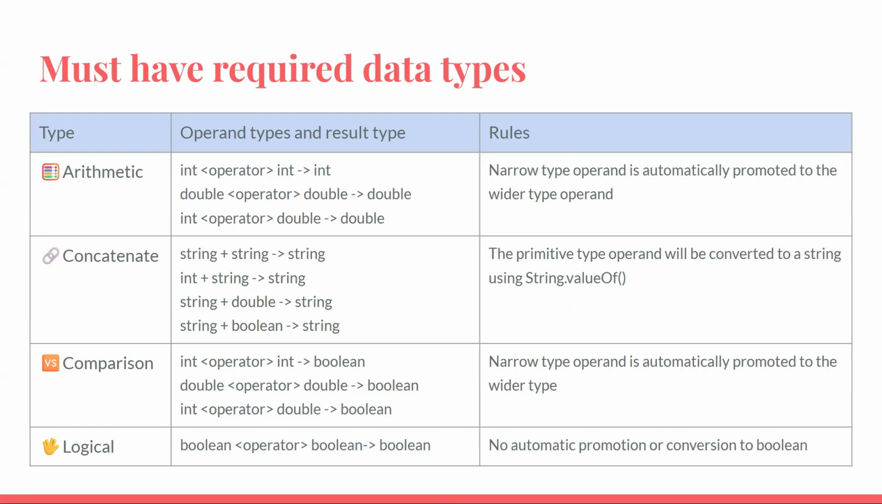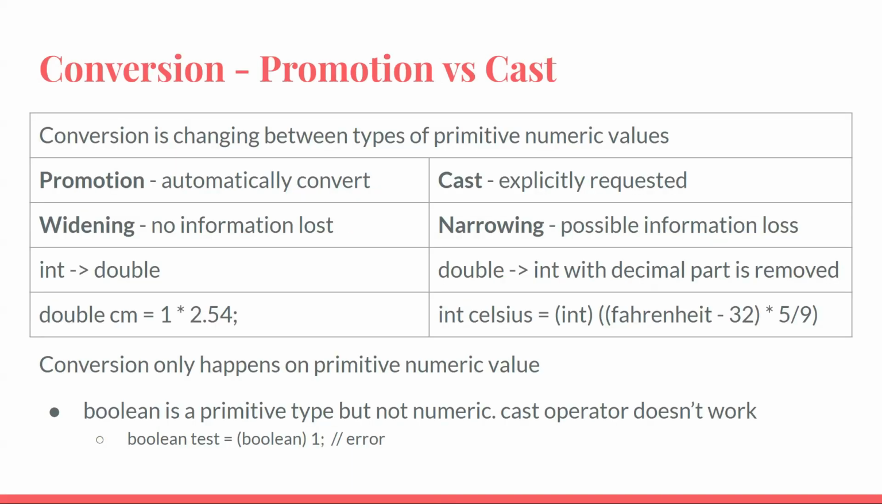For arithmetic operators, int operands will result in an int, similar for doubles. When the numeric operands don't match, the int will be promoted to a double automatically, then the types will be the same and double will be the result. Conversion is changing the primitive numeric types. In AP CSA, we only need to consider int and double as numeric primitive types.